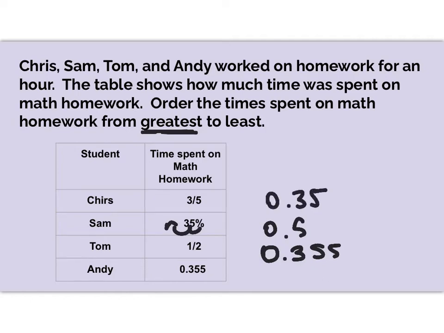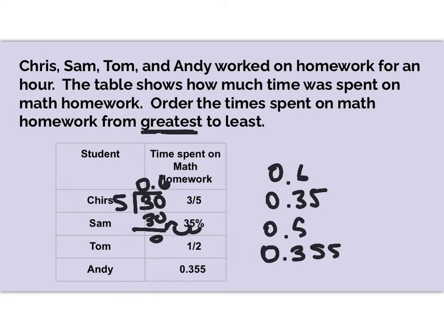And then I have 3/5. Remember, if you don't know what 3/5 is, you can always go back to division. 3 divided by 5, that's 0, add my decimal as 0. 30 divided by 5 is 6, and now I have 0 remainder. So Chris spent 6/10 of an hour.